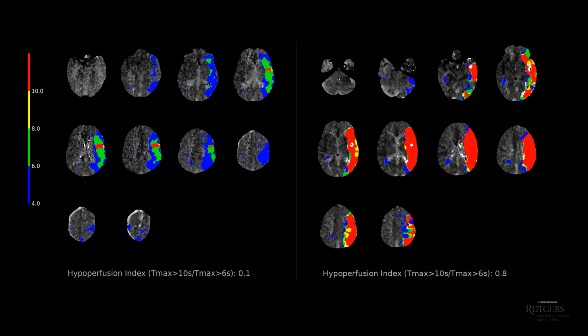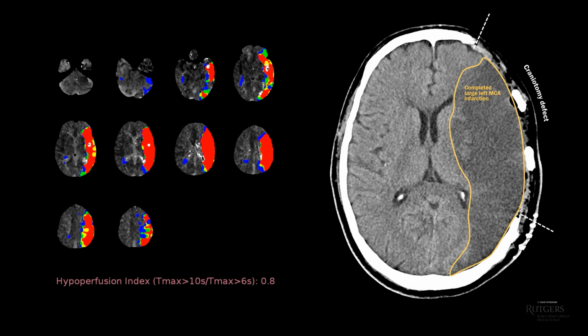So, riddle me this. Based on these Tmax multi-threshold maps, which of the two patients with left MC occlusion is more likely to experience ischemic core growth? Yes, the patient on the right. Sadly, he completed his left MC infarction and needed decompressive hemicraniectomy to treat malignant cerebral edema.